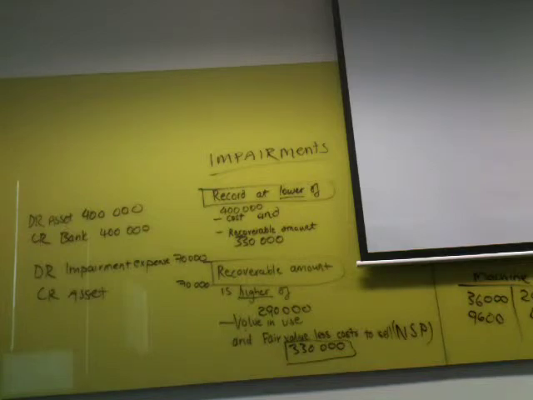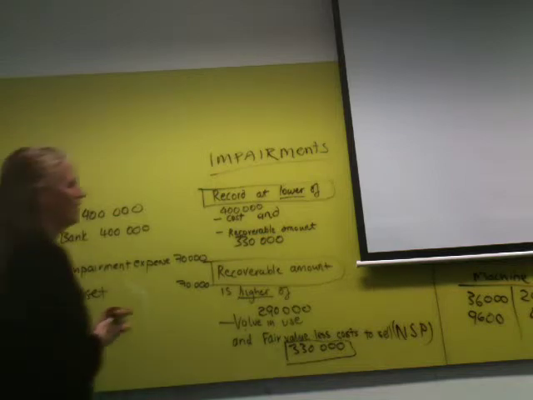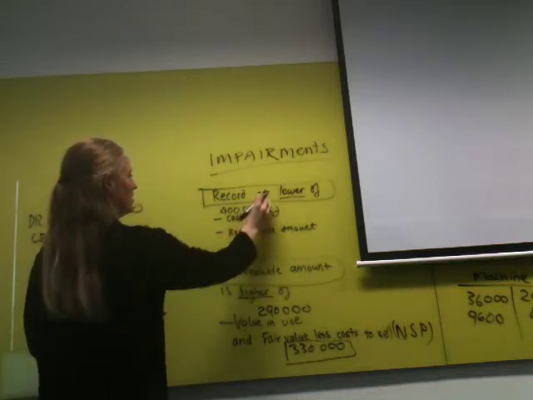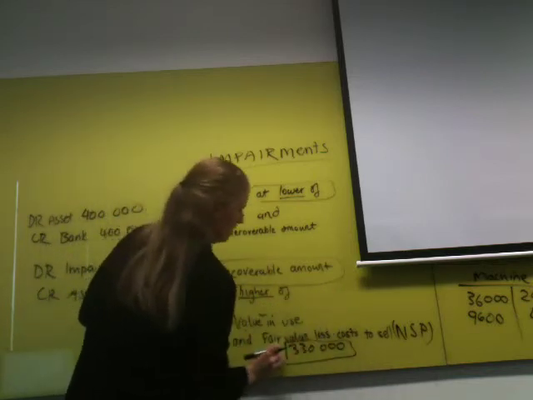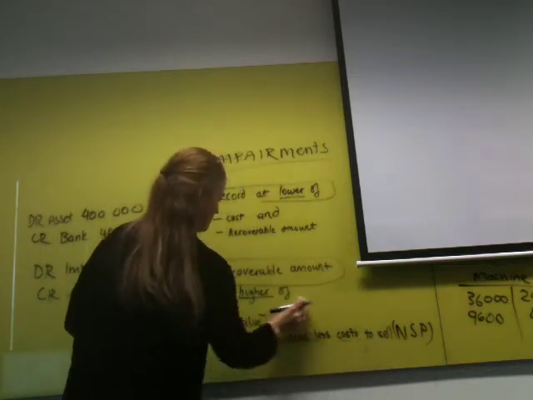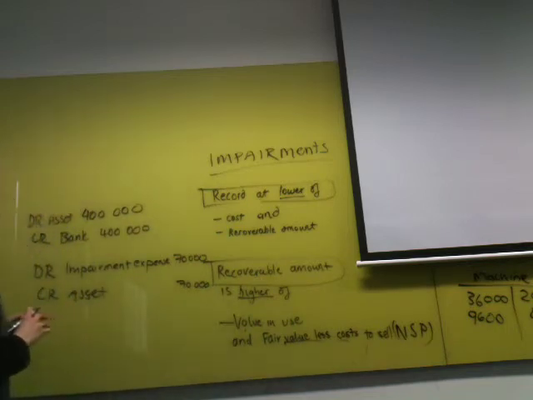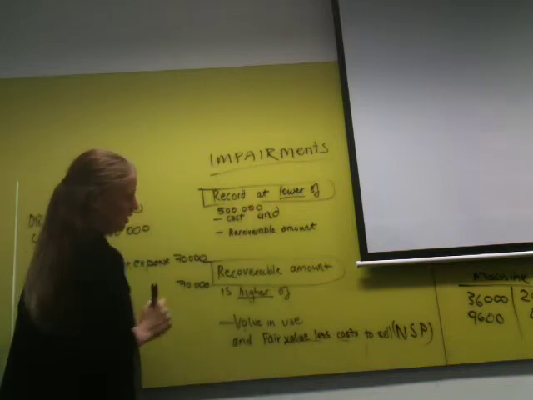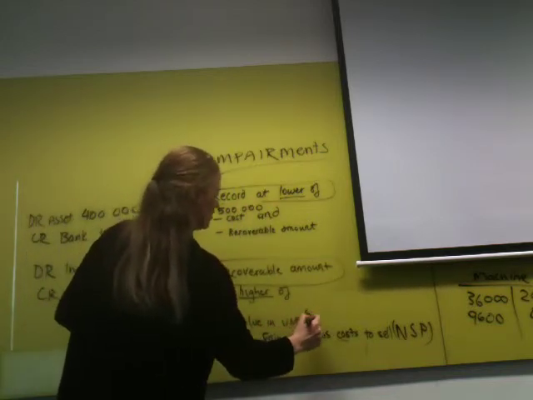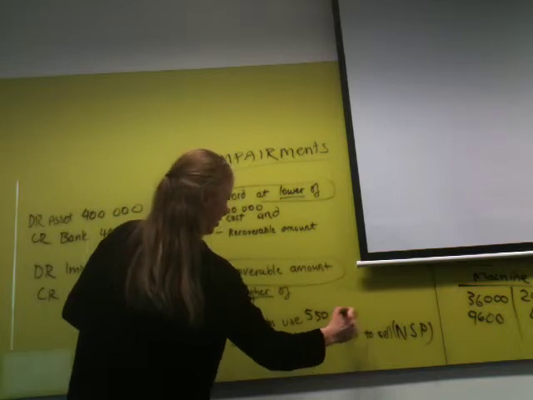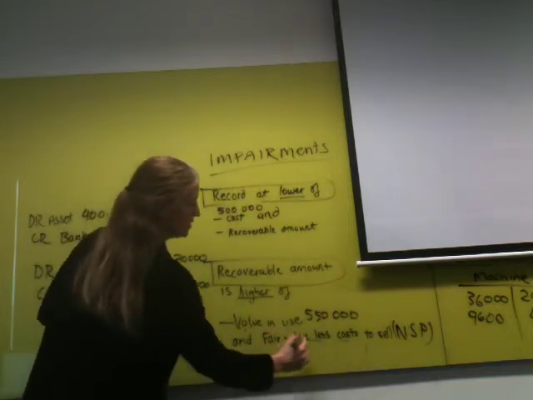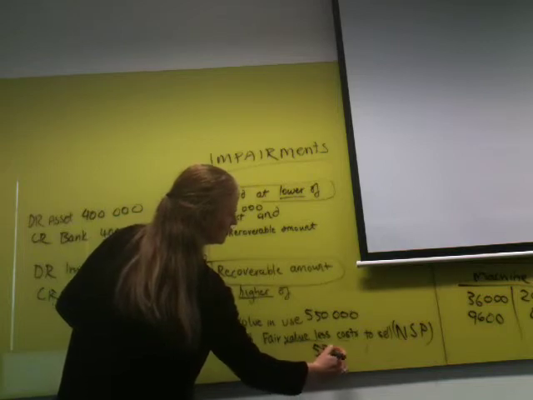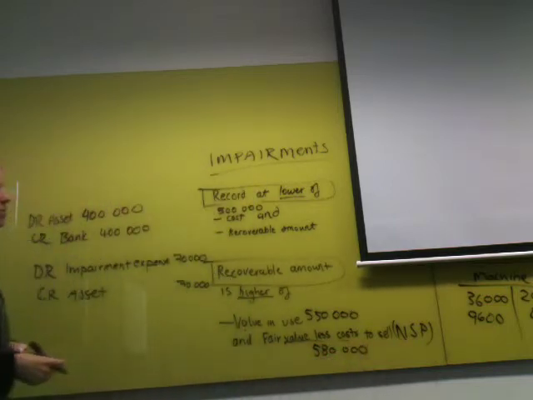Okay. Give you another one? I'll give you one more. So I'm going to take that off. I'm going to say the cost is 500. Let's say the value in use is 550, and fair value less cost to sell might be 580. What would you say the asset should be recorded at there?